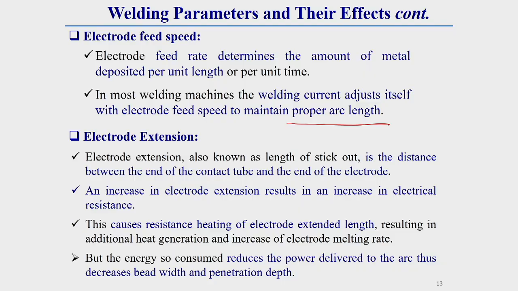In most welding machines, the welding current adjusts itself with the electrode feed speed to maintain a proper arc length. That I have already discussed; it is called the self-regulation characteristic of the arc, and most welding machines use this characteristic. Now, we will discuss the effect of electrode extension. This is a very important parameter which has a significant effect on deposition rate, bead shape and other things. I will now discuss how.